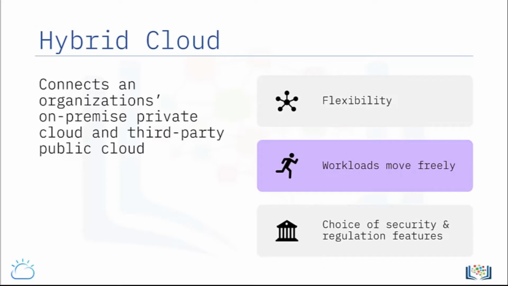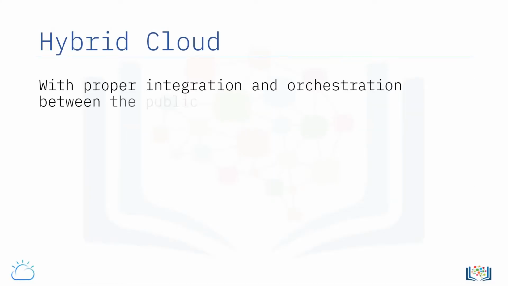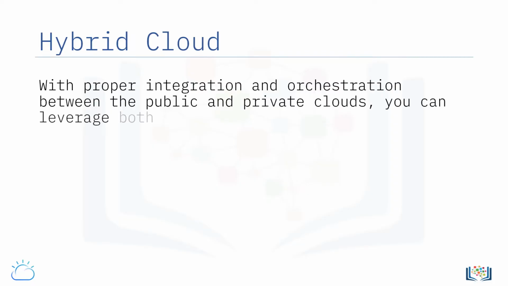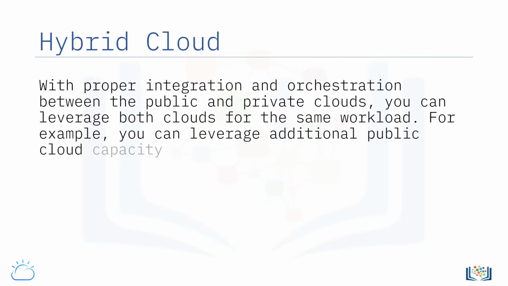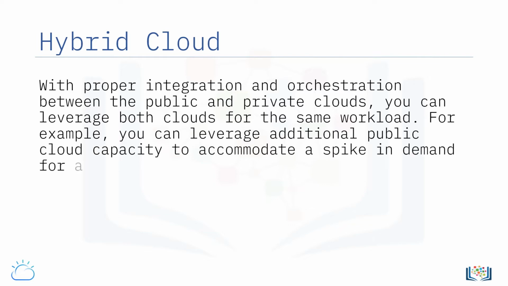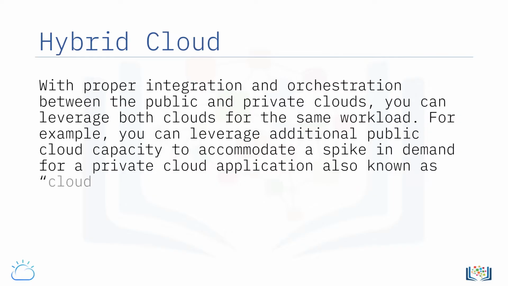Organizations can choose to run the sensitive, highly regulated, and mission-critical applications or workloads with reasonably constant performance and capacity requirements on private cloud infrastructure, while deploying the less sensitive and more dynamic workloads on the public cloud. With proper integration and orchestration between the public and private clouds, you can leverage both clouds for the same workload. For example, you can leverage additional public cloud capacity to accommodate a spike in demand for a private cloud application, also known as cloud bursting.